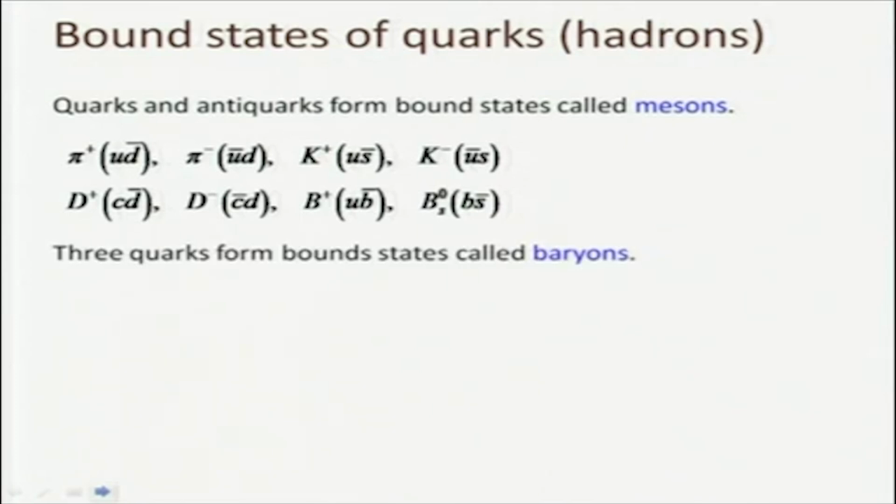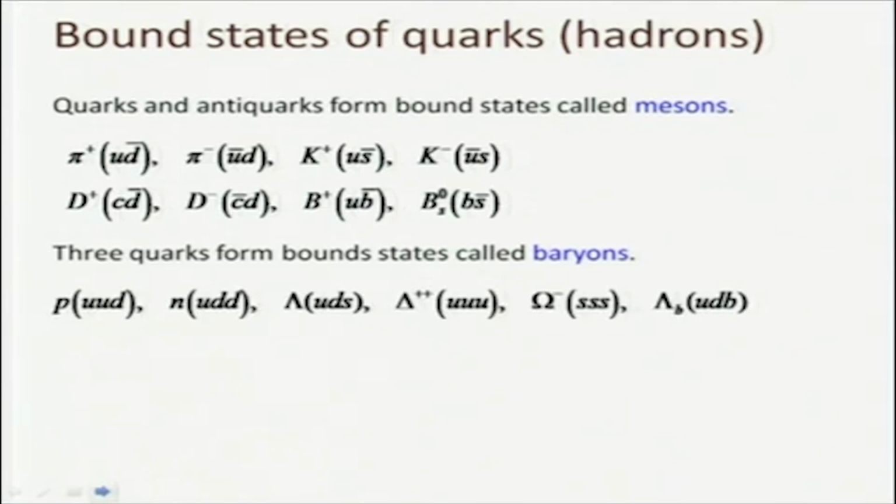Three quarks form bound states called baryons. For example, p denotes proton, which has a quark content of UUD. Then you have a neutron which has a quark content of UDD. Lambda has a quark content of UDS, another baryon. Then there are doubly charged baryons, delta plus plus content u, omega minus s, lambda b u d b.